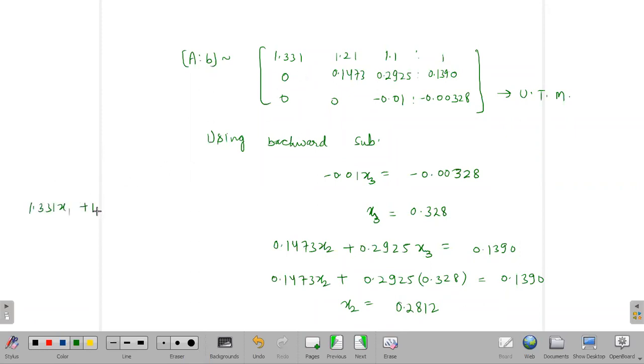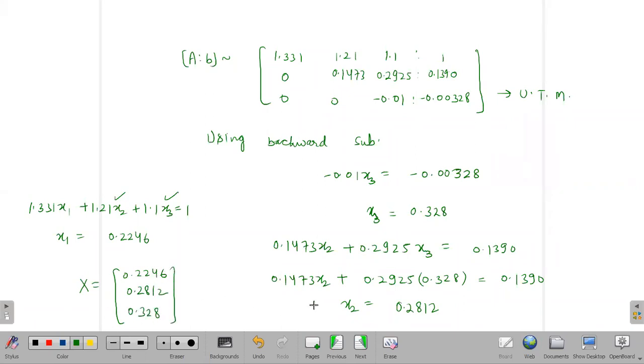1.331 into x1 plus 1.21 into x2 plus 1.1 into x3 is equal to 1. From here, if you put these values of x2 and x3, you will get x1 as 0.2246. So here you will get the vector 0.2246, this is x1, this is x2, and this is x3.